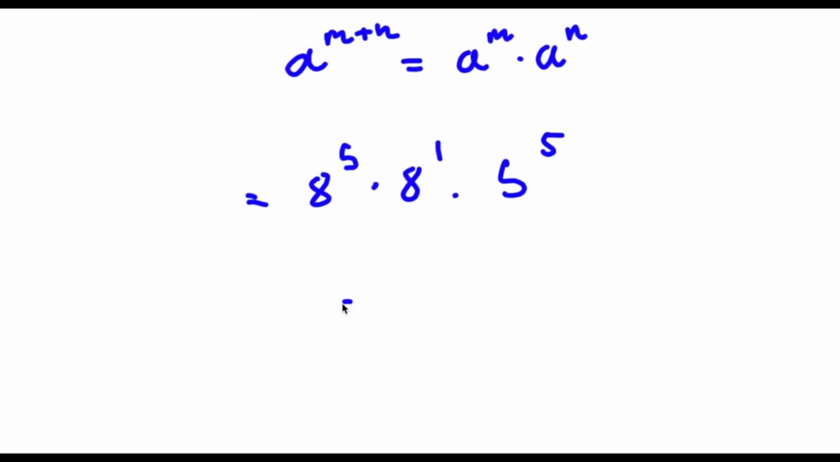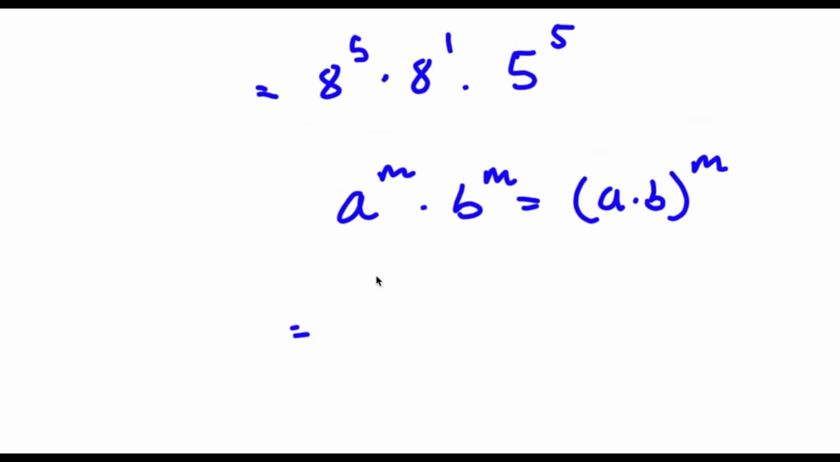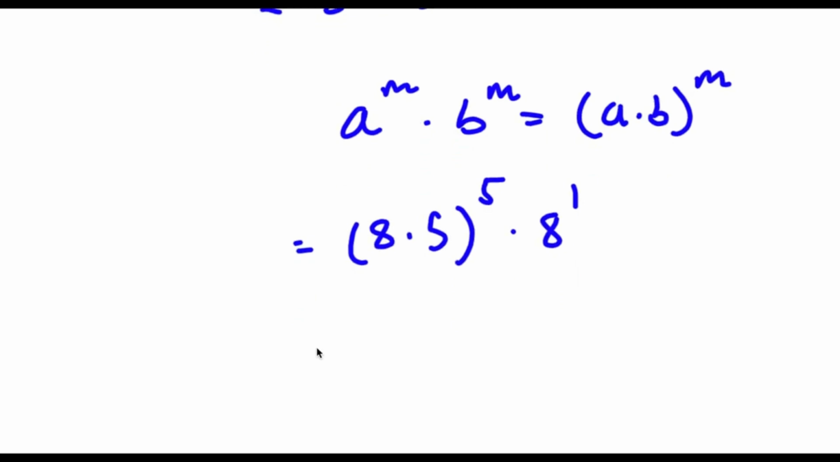Now, if I have something in the form a to the power of n times b to the power of n, this is the same thing as a times b to the power of n. So in this case, I have 8 to the power of 5 times 5 to the power of 5, and because these two have the same exponents, I can multiply these two. So this is going to equal 8 times 5 to the power of 5 times 8 to the power of 1. And now 8 times 5, this is 40. So now I have 40 to the power of 5 times 8 to the power of 1.